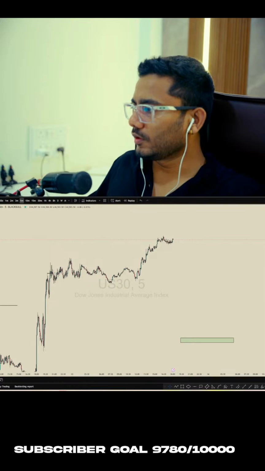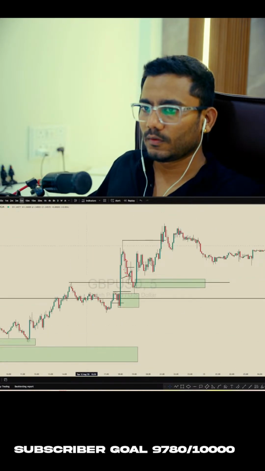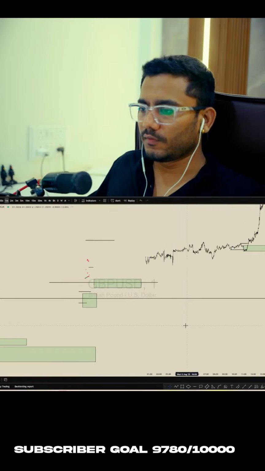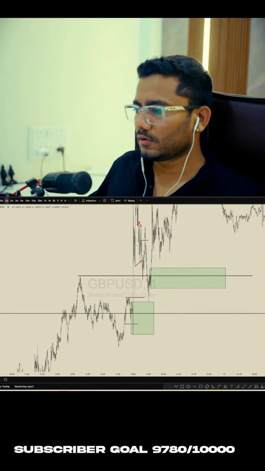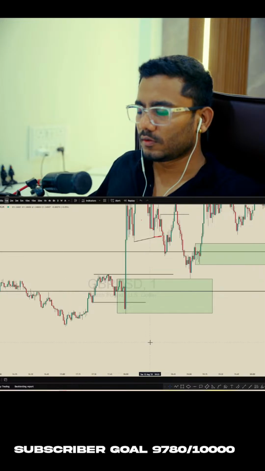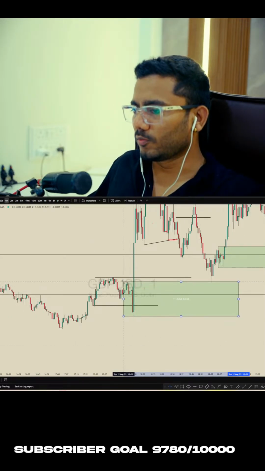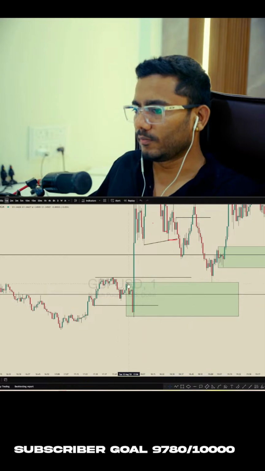I already told yesterday, like here, we had these two order blocks. On one minute, we have this refined. A lot of people marked this as order block. Yesterday, I also told to mark this one as order block here.